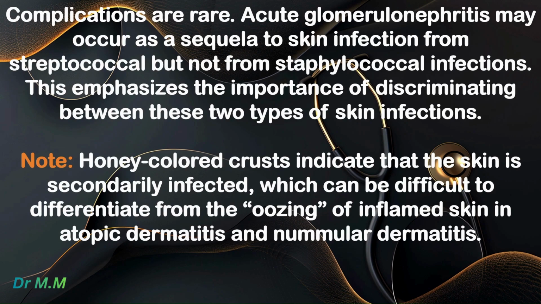Acute glomerulonephritis may occur as a sequela to skin infection from streptococcal but not from staphylococcal infections. This emphasizes the importance of discriminating between these two types of skin infections. Note, honey-colored crusts indicate that the skin is secondarily infected, which can be difficult to differentiate from the oozing of inflamed skin in atopic dermatitis and nummular dermatitis.